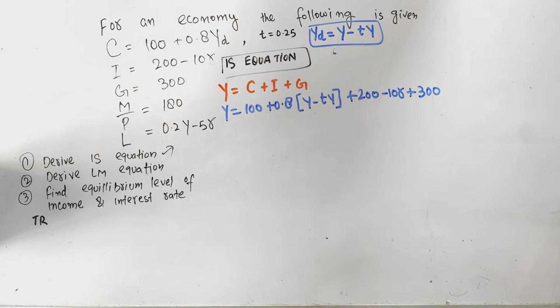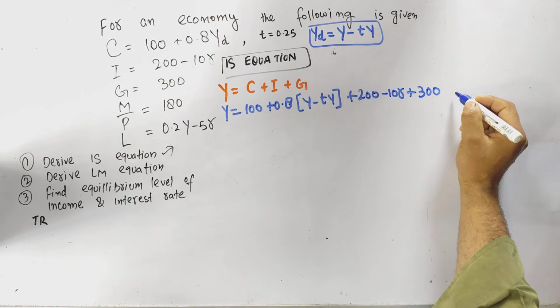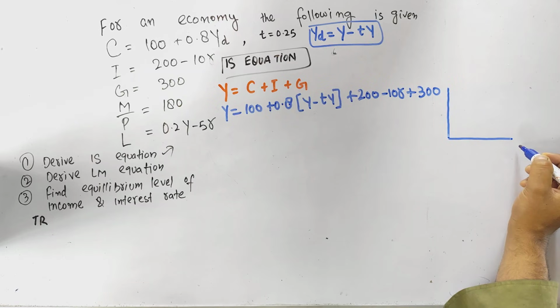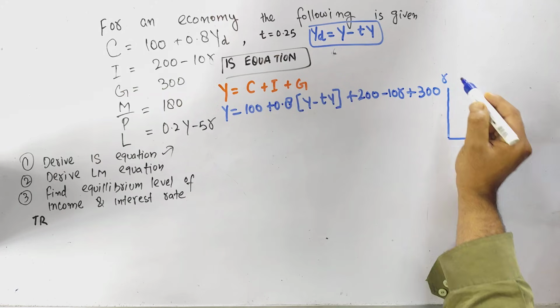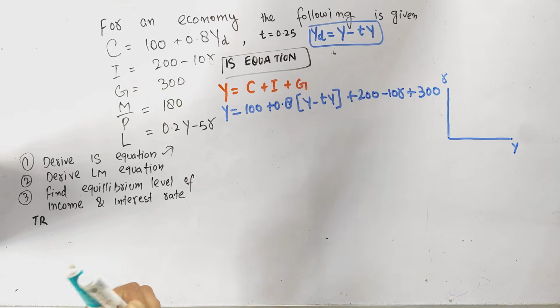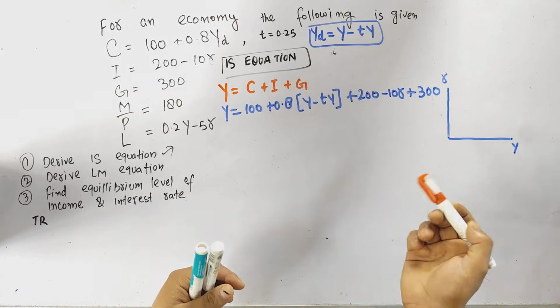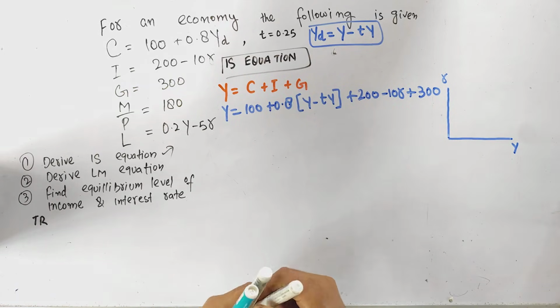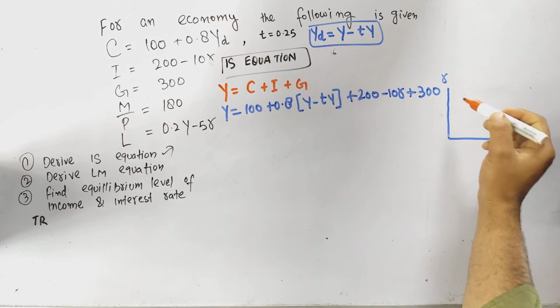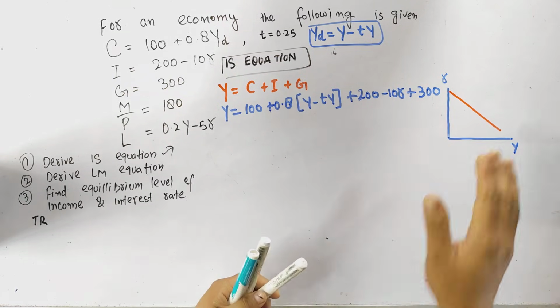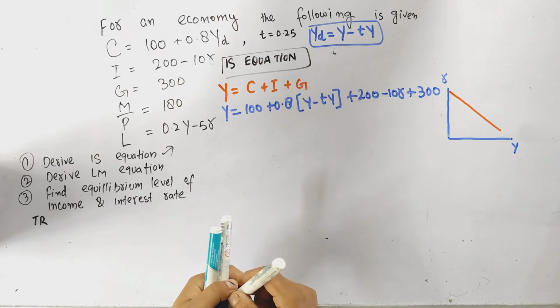If I draw the graph, it will be easier to understand. We have the level of income on the horizontal axis and the rate of interest on the vertical axis. We need to derive the IS equation. The IS curve shows us different levels of income and rate of interest where the goods market is in equilibrium, and it will be downward sloping, as we will show here.